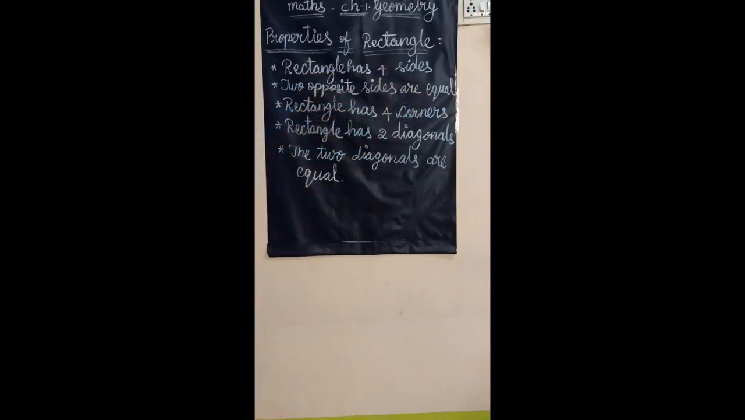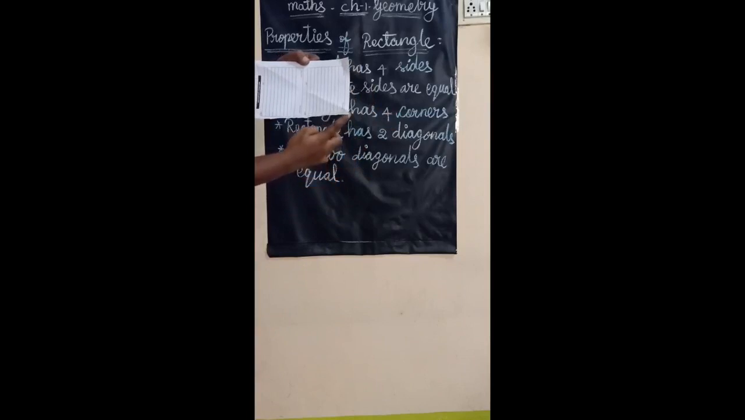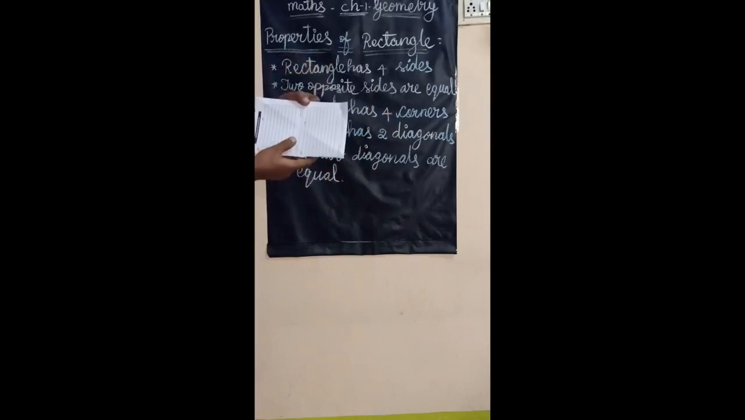That is the second point. Next, a rectangle has four corners. See this rectangle. How many corners? 1, 2, 3, 4. So totally how many corners? 4 corners. That is the third point.